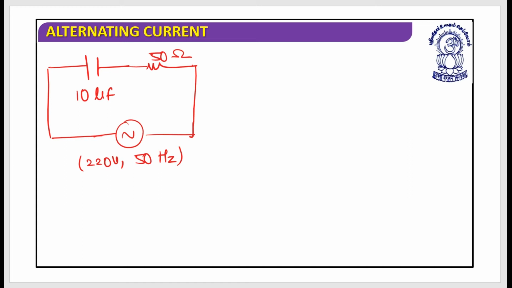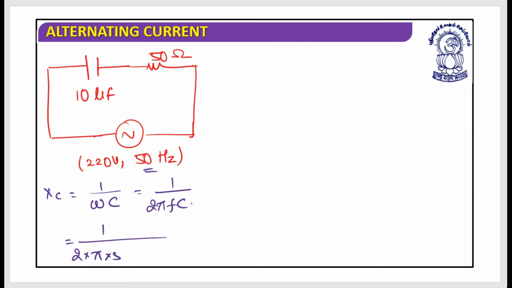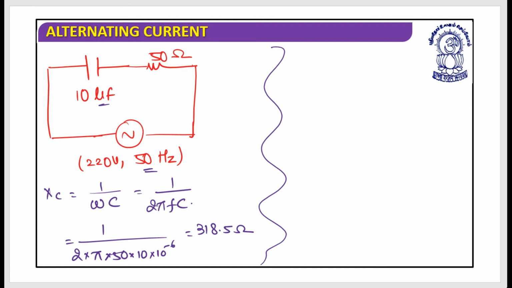First, what I need to find out is the capacitive reactance. So let's work on it one by one. Xc equals 1 by omega C, or 1 by 2 pi f C. So this equals 1 upon 2 into pi into 50 multiplied by 10 into 10 to the power minus 6. If I solve this, it is 318.5. This is Xc. I have done one of the tasks.